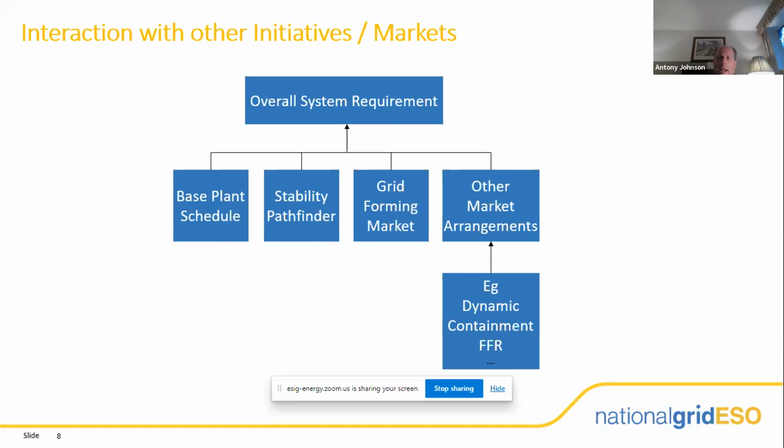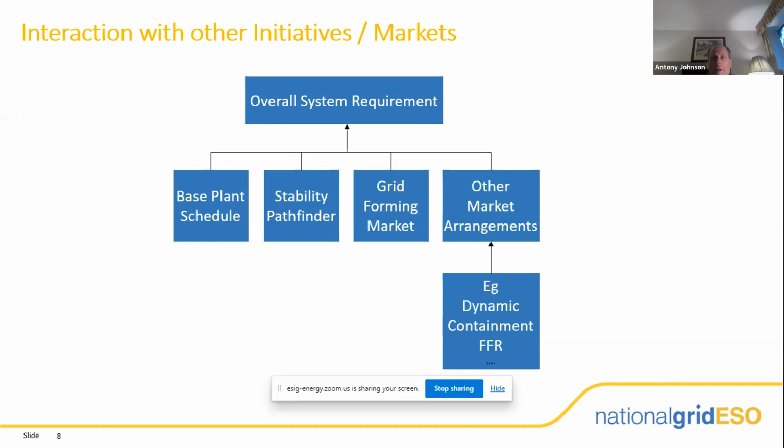The ESO at the day ahead stage would know how much grid forming capability it needs at the day ahead stage, both on a national and regional level. So it would then go to the Stability Pathfinder and say, well, I've got these providers that will meet a certain requirement. So I get some providers through the basic plant schedule, say for the hydro and the nuclears will naturally provide grid forming. The Stability Pathfinder will also provide some grid forming.